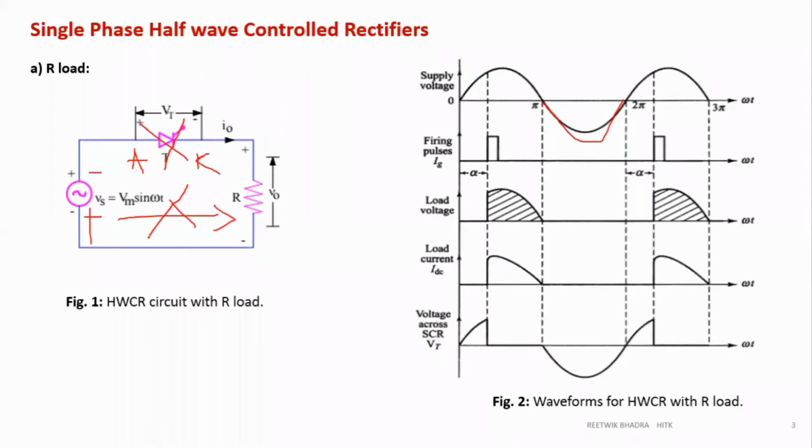I'm crossing it. So if no power flows from source to load, what will be the power? What will be the voltage over here? V naught is equal to I naught into R. So no connection, I will be 0. So I naught into R will also be 0. So during the second half cycle, we have a 0 voltage and 0 current.